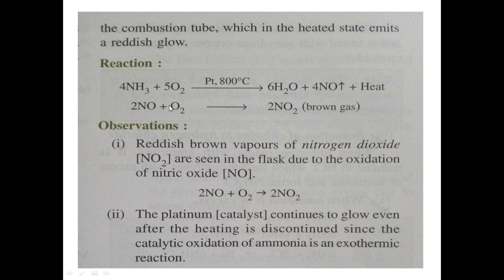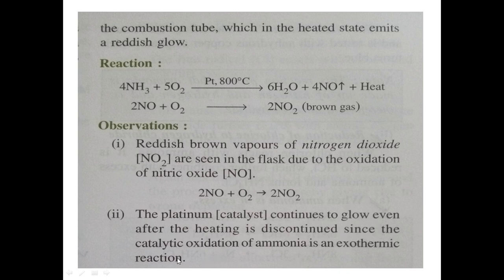Then further, nitric oxide combines with oxygen to give nitrogen dioxide, which is a brown gas. Observation: reddish brown vapors of nitrogen dioxide are seen in the flask due to the oxidation of nitric oxide. Since the oxygen supply is there, further nitric oxide combines with oxygen to give nitrogen dioxide, and the reddish brown vapors of nitrogen dioxide can be seen in the flask. The platinum catalyst continues to glow even after the heating is discontinued, since the catalytic oxidation of ammonia is an exothermic reaction.